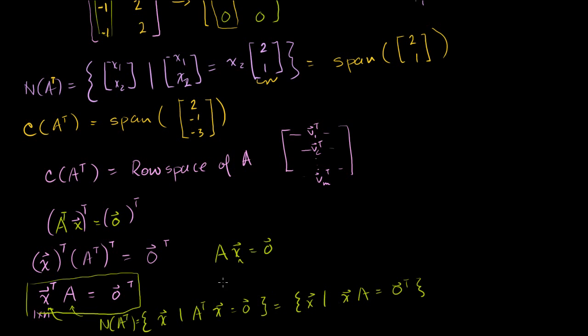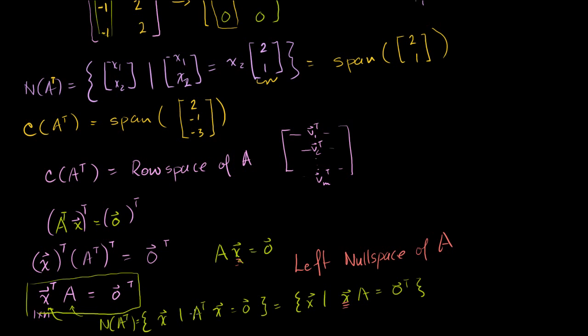And we have another name for this. This is called the left null space of A. Why is it called the left null space? Because now we have x on our left. In just a regular null space, you have x on the right.